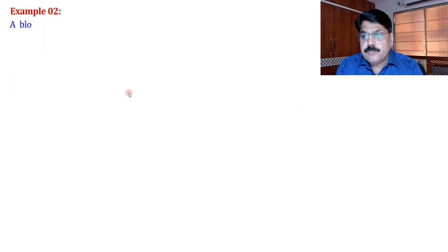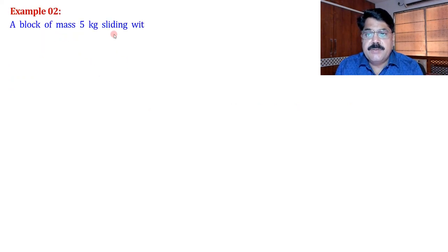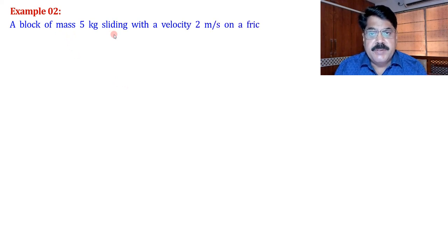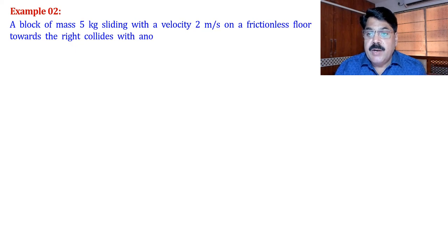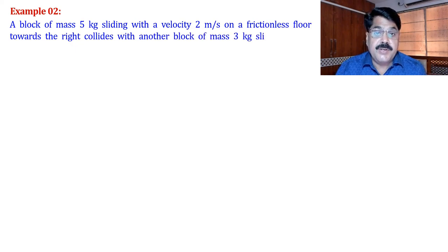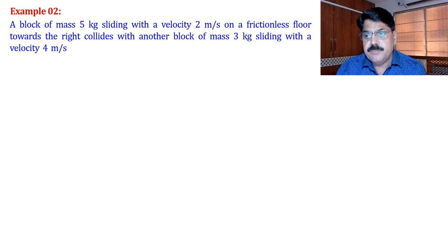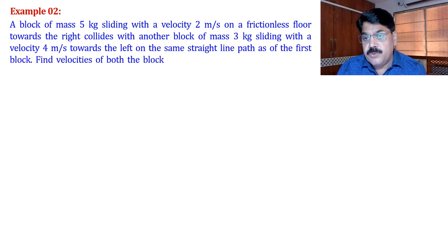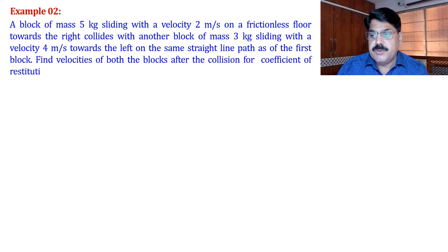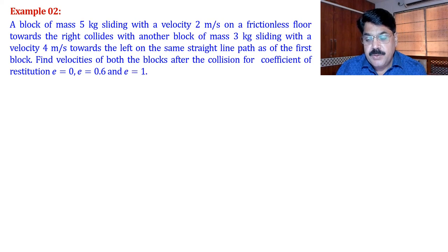Example 2. A block of mass 5 kg sliding with a velocity 2 meters per second on a frictionless floor towards the right collides with another block of mass 3 kg sliding with a velocity 4 meters per second towards the left on the same straight line path as the first block. Find velocities of both the blocks after the collision for coefficient of restitution E equal to 0, E equal to 0.6 and E equal to 1.